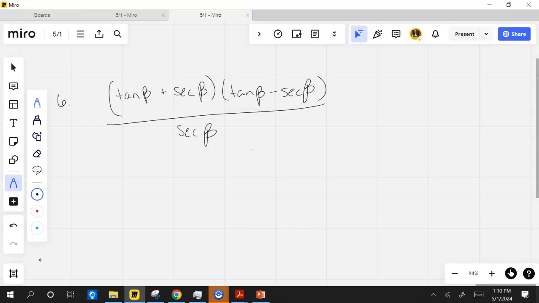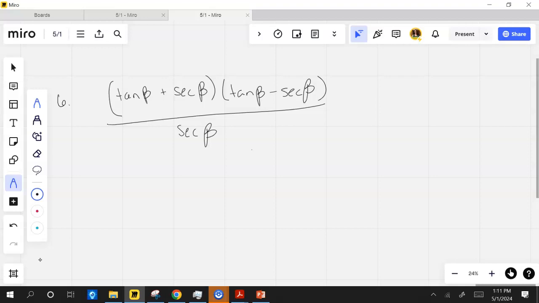I know what you can do with this one. Both tangents can come from the cosine, and both secants can become one over cosine. You can now just add them together, sine over cosine. I probably would not go that route, but you definitely can do that.